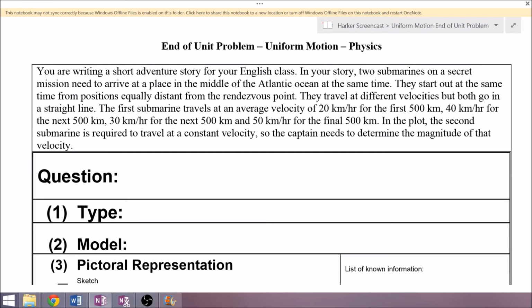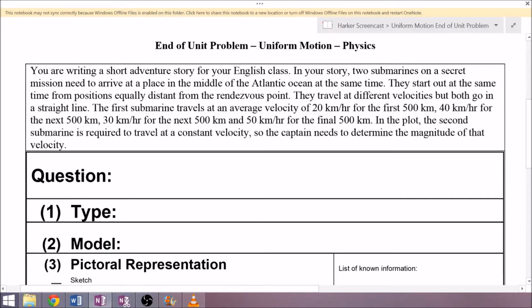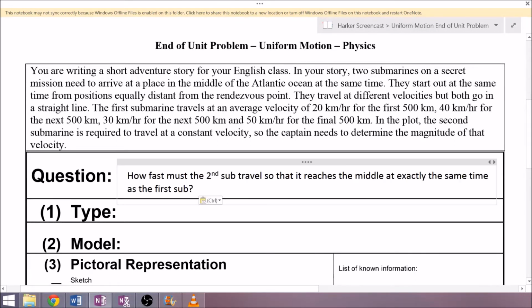The first thing that we need to do is figure out what this question, which has a lot of different numbers and multiple objects and a lot of context, is actually asking. So please go ahead, pause the video, and try to translate this question into a very simple question that we can use our physics tools to answer. This question is really asking us to figure out how fast does the second sub need to travel so that it gets to the exact same point at the middle as the first sub at the same instant in time. That's what we're trying to figure out.